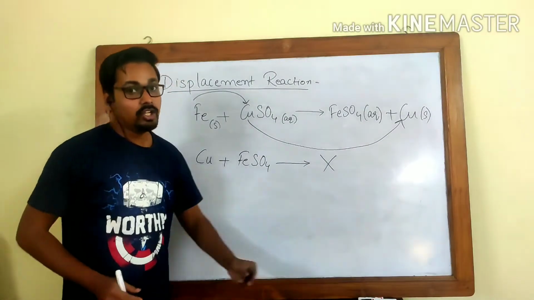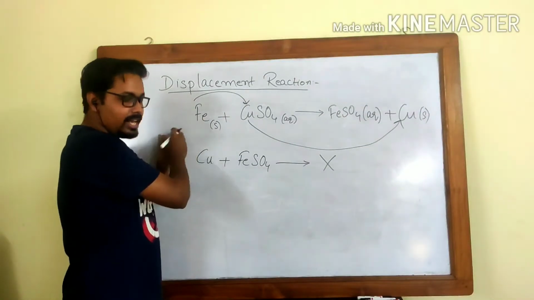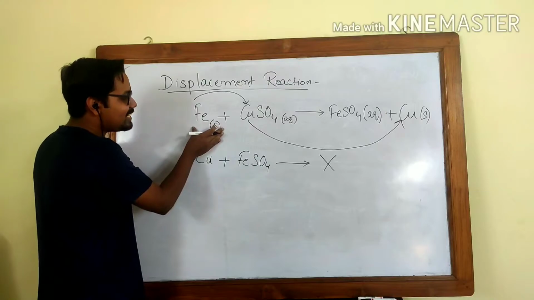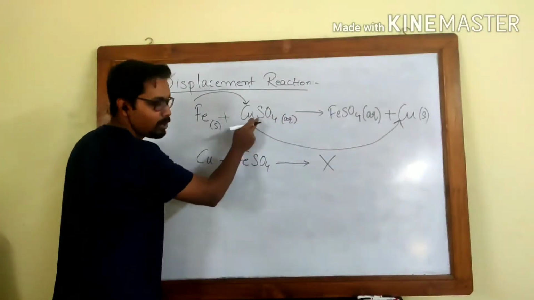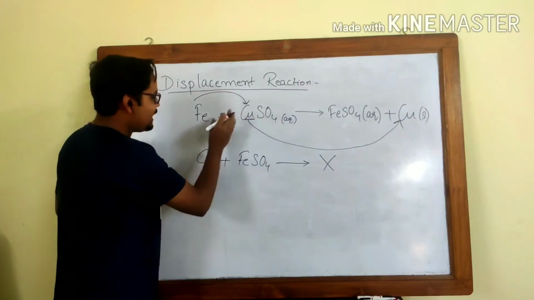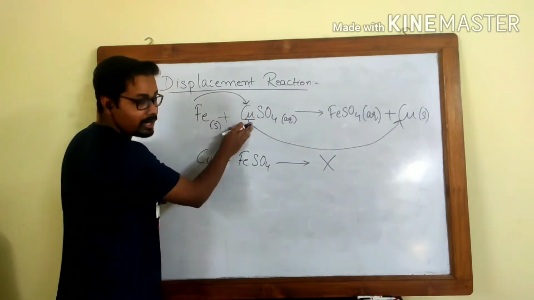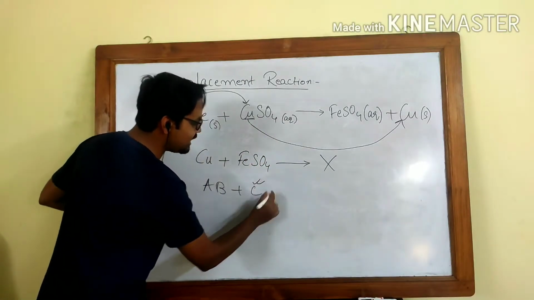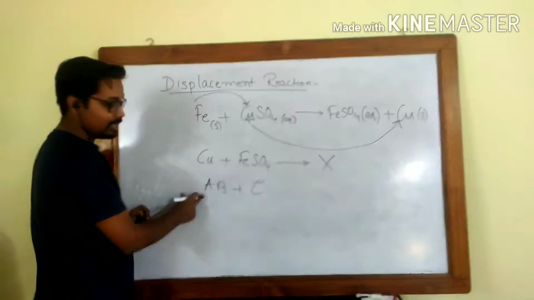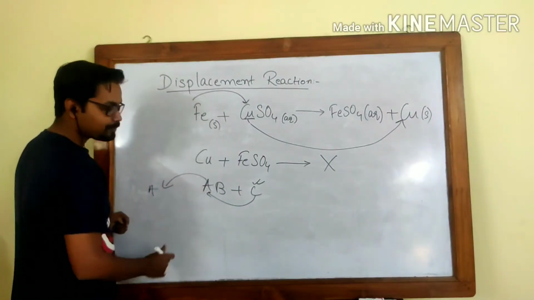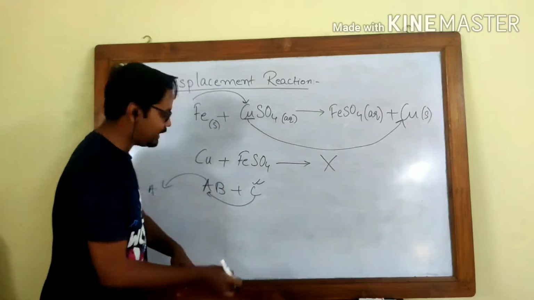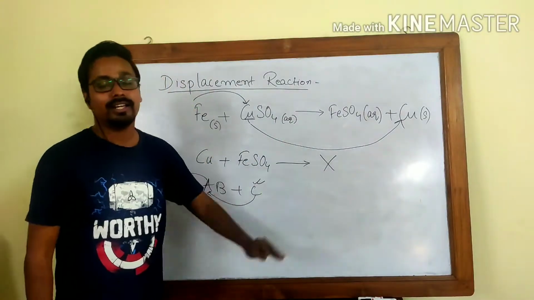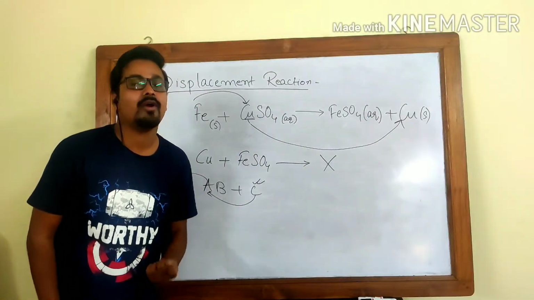So hence, no reaction. If a separate, individual particle has higher reactivity compared to the one in the compound, here copper is present in the compound. If ferrous has higher reactivity than copper, then ferrous will be able to displace it. So in the case of AB plus C, if C has higher reactivity, then only it can displace A. Then only will C displace A, and A will be kicked out. Otherwise, if C has less reactivity, then A cannot be displaced and B will not be attracted to C. So that is what we call a displacement reaction. I hope that is clear.